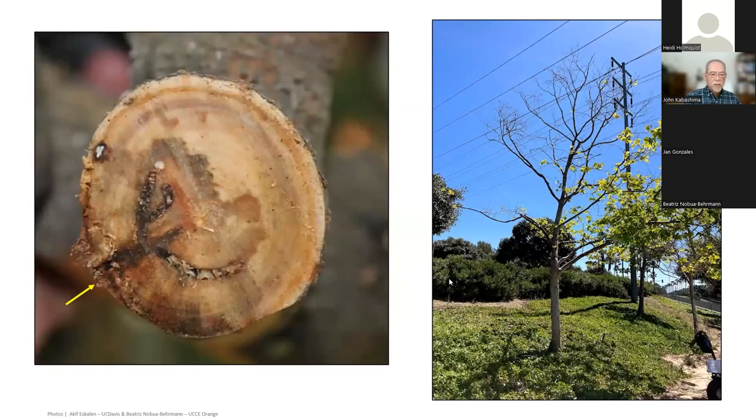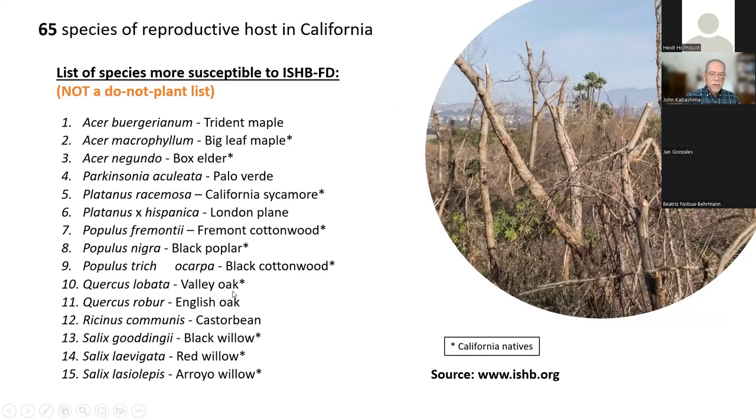So this is an example of how a female came in here. She made the gallery, and then the galleries were inoculated with the fungus. And then we started seeing dieback on the tree. And that's an indication that there's something wrong. You need to look closer. And as the fungus grows on the gallery walls, it can start to spread further into the tree and do severe damage.